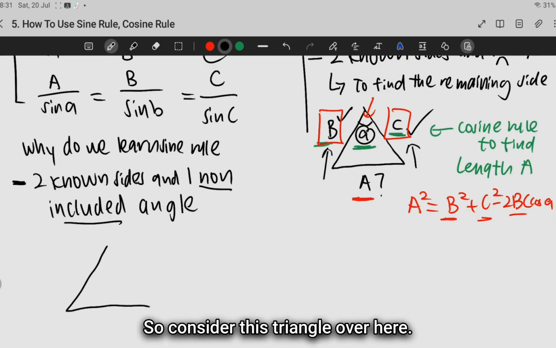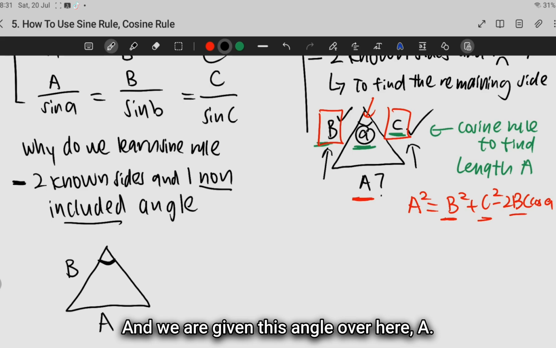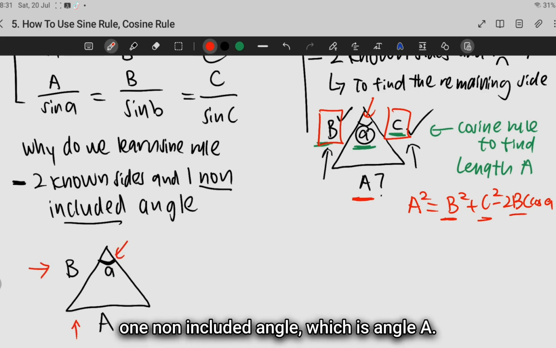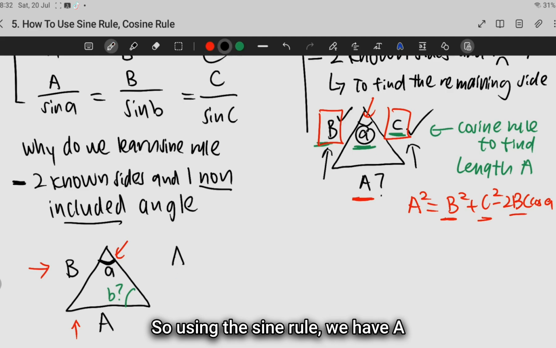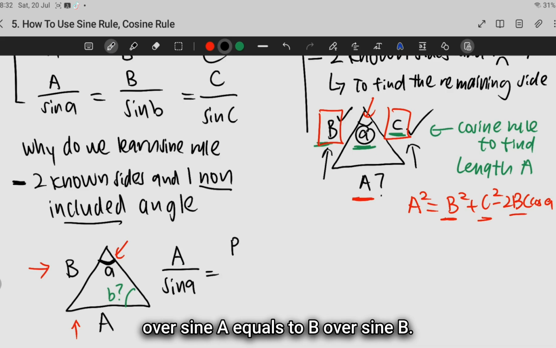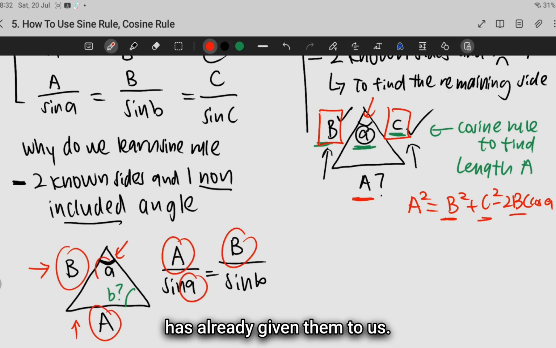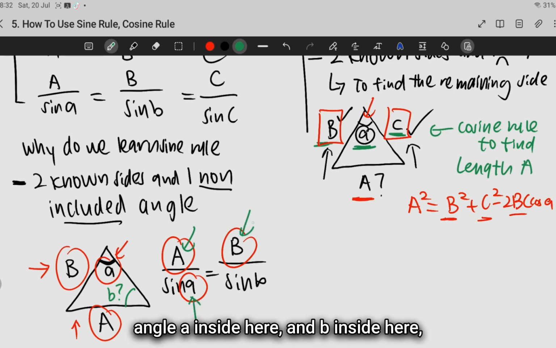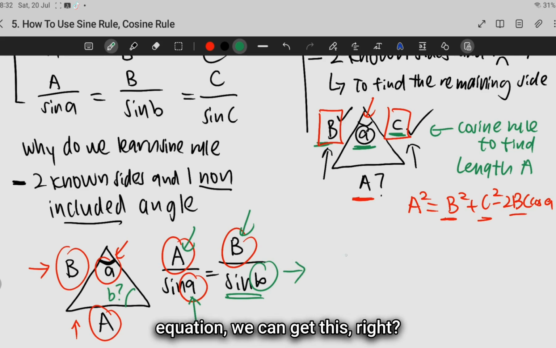So consider this triangle over here, right? This is side B, this is side A, and we are given this angle over here, A, right? So we are given two known sides and one non-included angle, which is angle A. And we are asked, how do you find what is angle B? So using the sine rule, we have A over sine A equals B over sine B. And we know the values of this and this because the question has already given them to us. And therefore we can just plug the values of A, the small angle A inside here, and B inside here, and we will be able to find what this B is. By just manipulating the equation, we can get this, right?